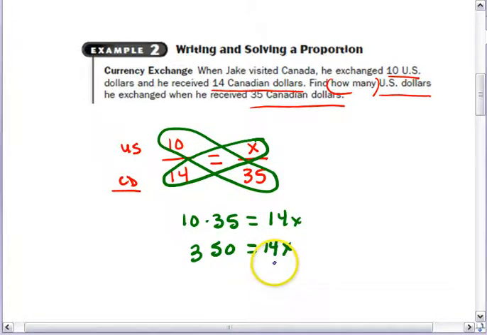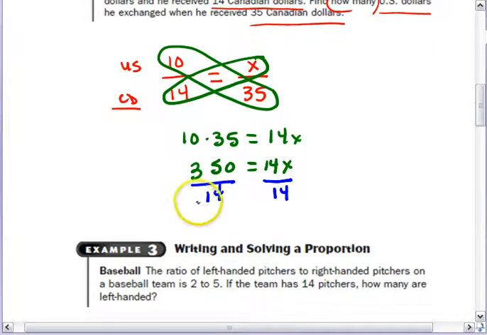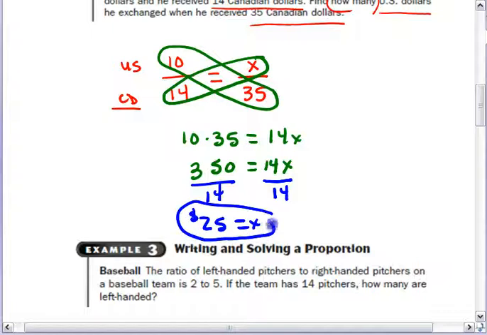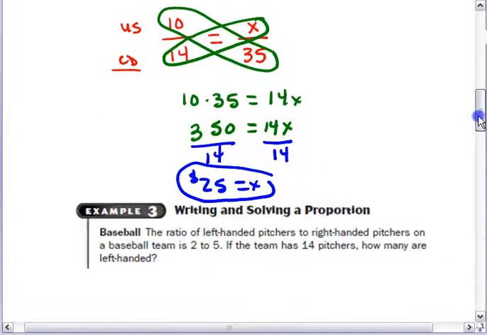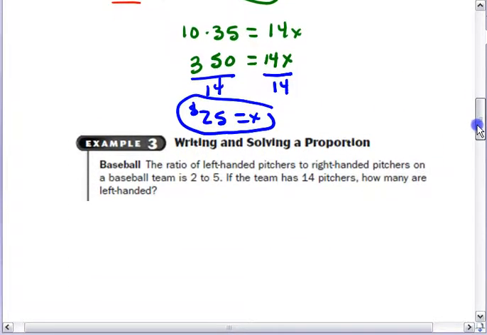What's happening to my variable? It's being multiplied by 14, and the inverse of that would be to divide it by 14. So I'm going to take 350 and divide it by 14, and I get 25 equals x. So Jake must have started with $25 US dollars when he got 35 Canadian dollars. So that would be my answer. Okay, because those two are equal. All right, let's look at another example.